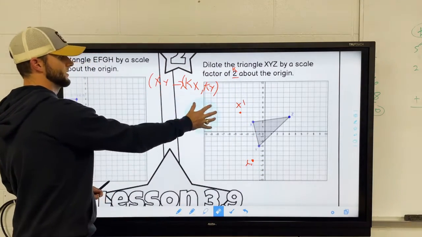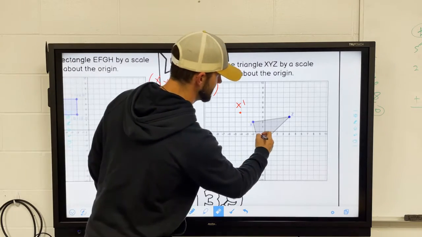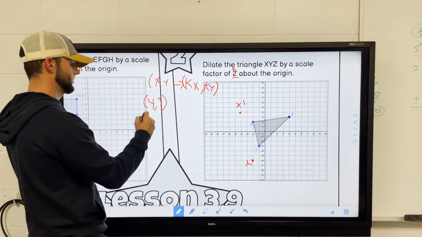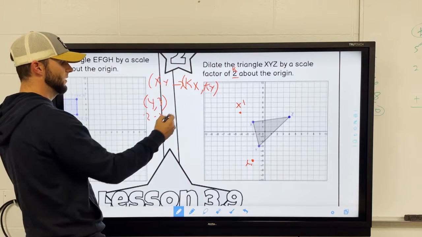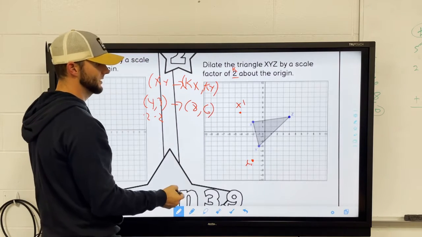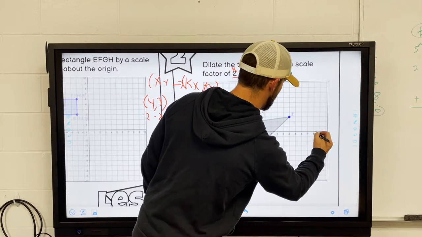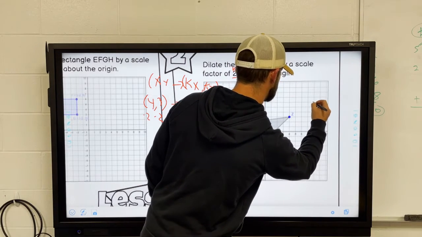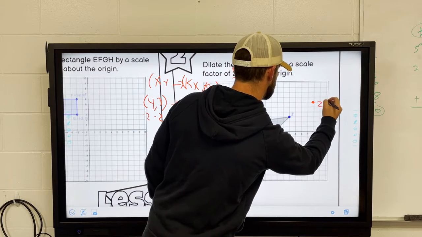And then I'm also going to do the same thing with z. So z is sitting at (4, 3). So times 2 again. 4 times 2 is 8. 3 times 2 is 6. So (8, 6) is going to be my new coordinate. So 8 and then up 6. So 1, 2, 3, 4, 5, 6. This is going to end up being z prime.